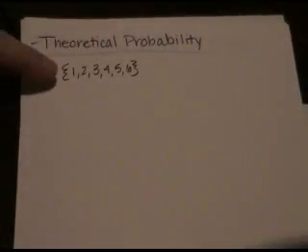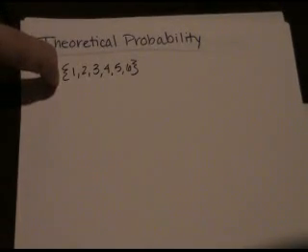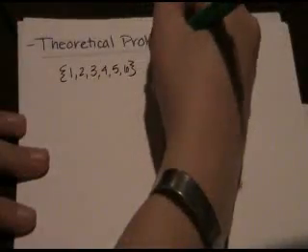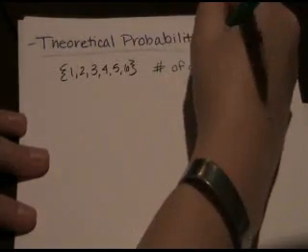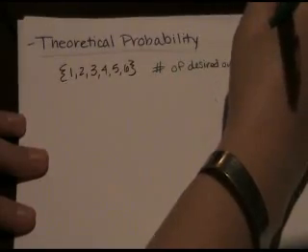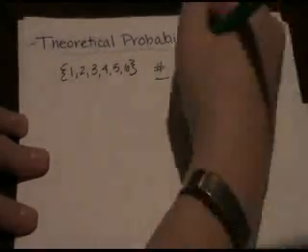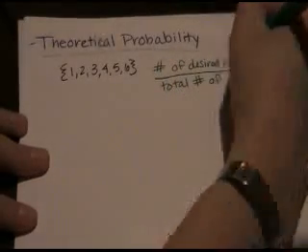Now, once you have your sample space, you can go ahead and use your ratio for theoretical probability. So your ratio, your formula you're going to use, is the number of desired outcomes, so that's what you're looking for, over, giant fraction bar again, the total number of outcomes.